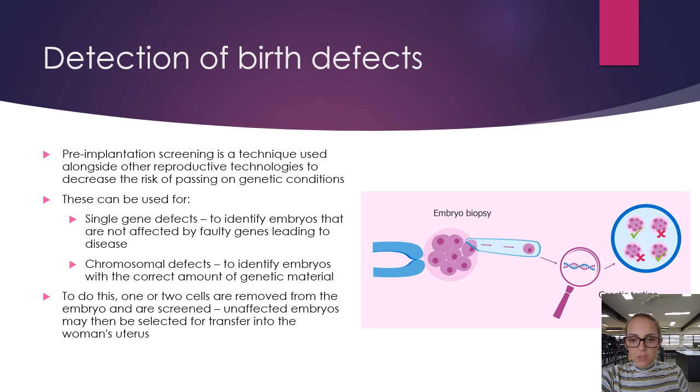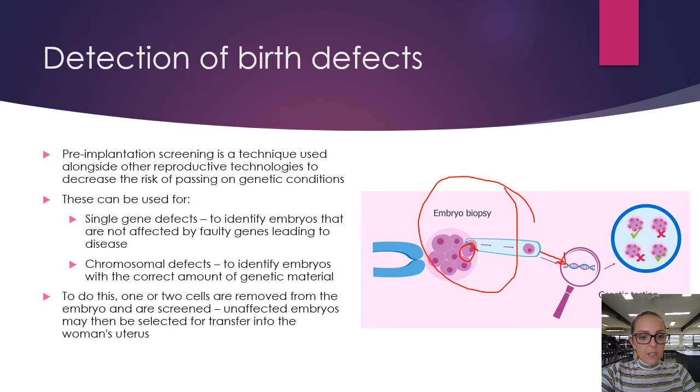on genetic conditions. Now, if we have a look at the image here, this could potentially be the embryo that we've created through IVF, and this is before it's about to be implanted into the female. Now, pre-implantation screening involves one singular cell from that embryo being removed and then being genetically analyzed to look for potential issues in the genetics of this embryo. This can be used to look for single gene defects. So this is to identify embryos that are healthy and not affected by any genes that might lead to disease.